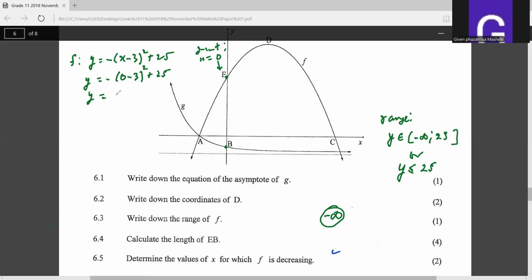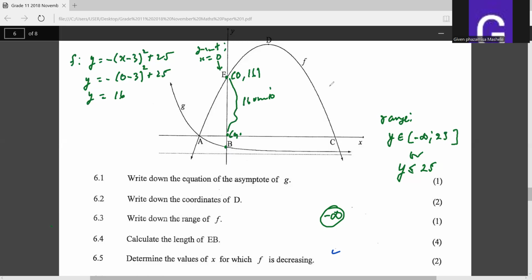So when we work out this, it will be 16 minus into 0 minus 3 squared plus 25. Yes, this will be 16. So it means the coordinate of E here is (0, 16), which means from the origin up until this point, it's 16 units.